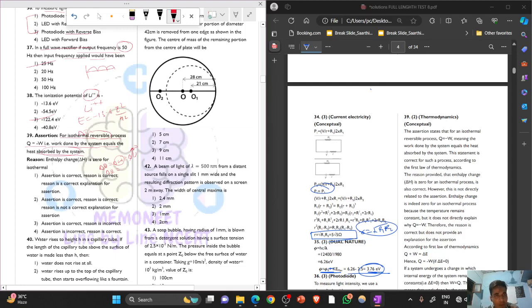In a reversible process, the work done by the system is visible. Enthalpy is 0 for isothermal. Both the assertion and the reason are correct, but the reason is not the correct explanation of the assertion. So option second will be the correct answer. Now moving ahead.